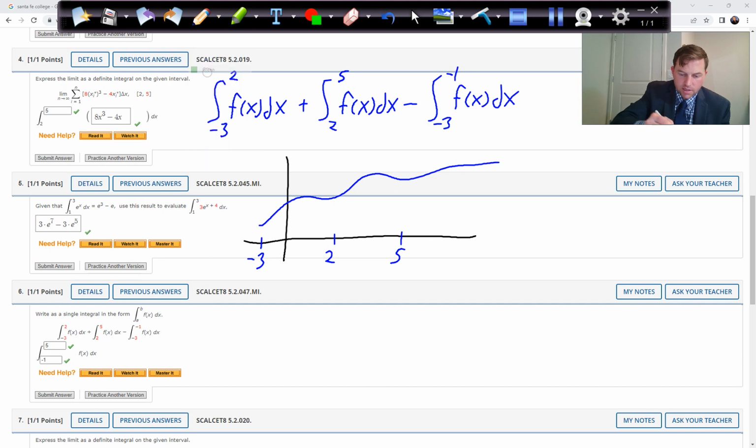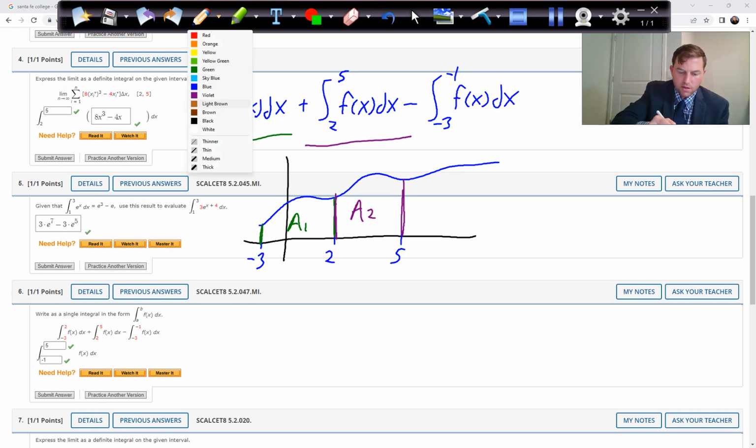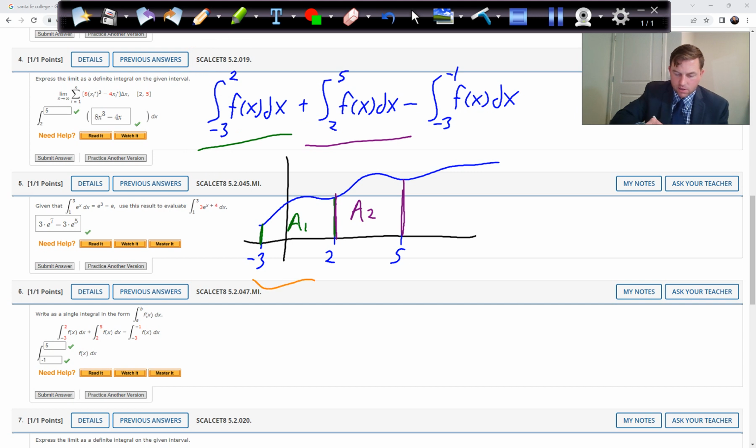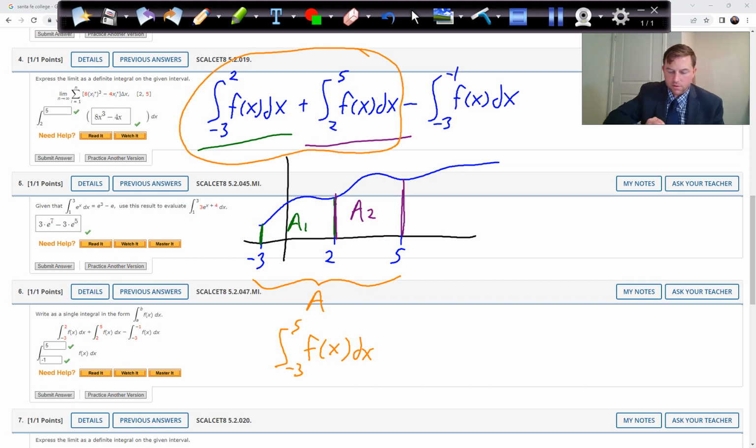So what this first one is saying is, I want the area from minus 3 to positive 2. So that is the area A1. Then this one is saying, okay, I want the area from 2 to 5, and we call that A2. Well, we can write that as just one area. So let's write it as just one area, call it A, and let's just go from minus 3 to 5, f of x dx. So we can replace both of these integrals with one integral from minus 3 to 5 of f of x dx.